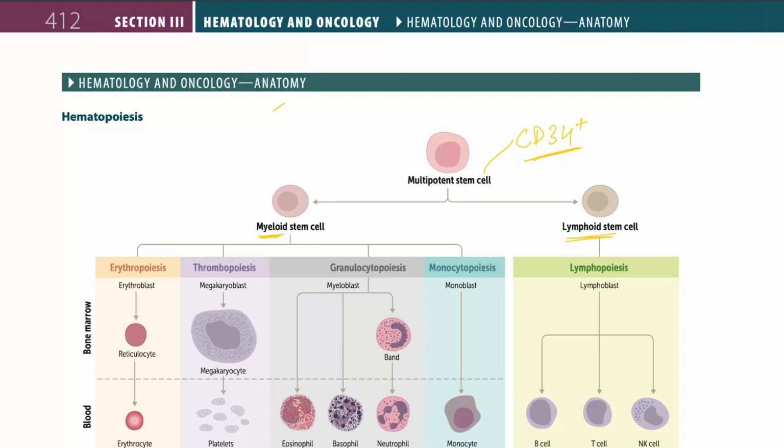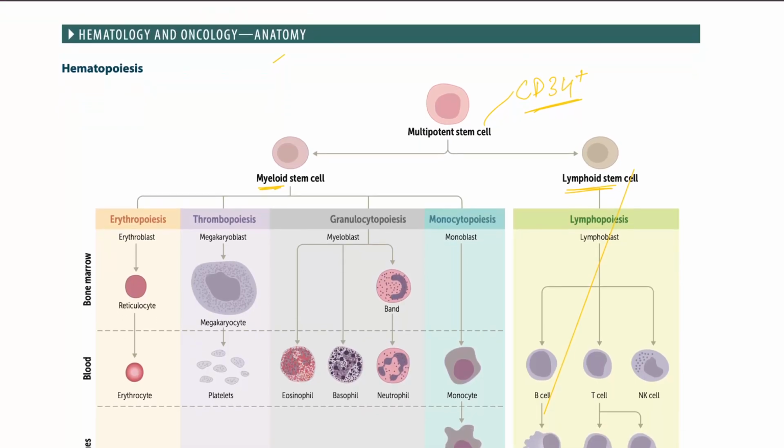Multipotent stem cells are going to convert into myeloid stem cells and lymphoid. The myeloid stem cells are going to produce the myeloid cells, which are the erythroblast, the megakaryoblast, the myeloblasts and monoblasts. Erythroblast formation is called erythropoiesis. Let's talk about this.